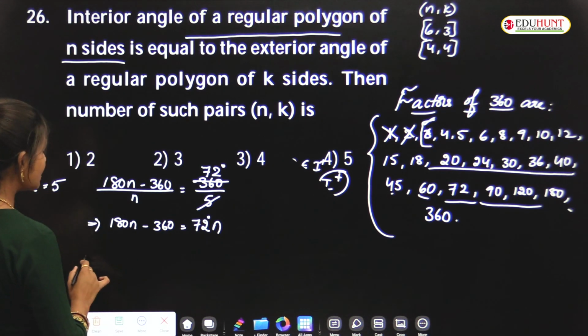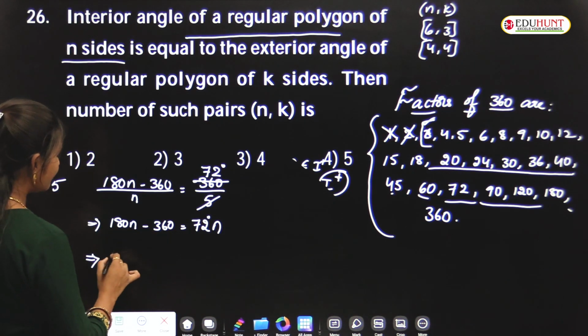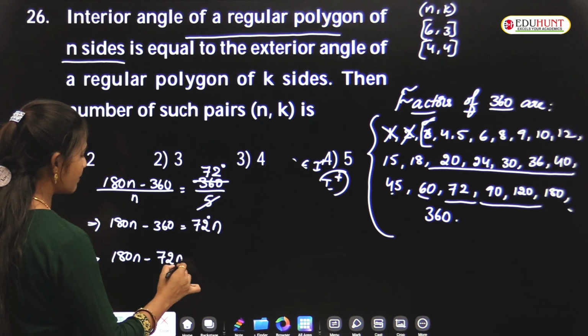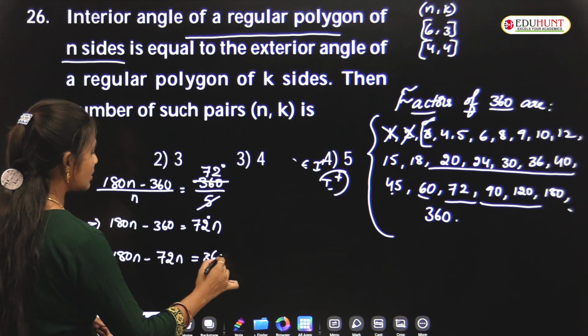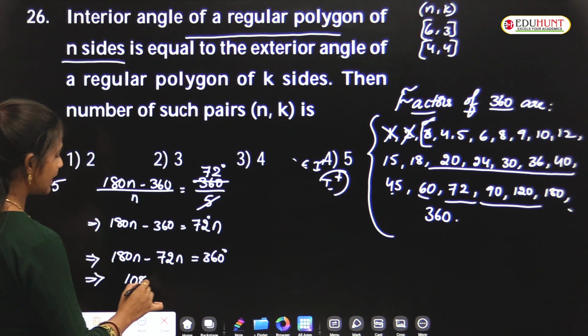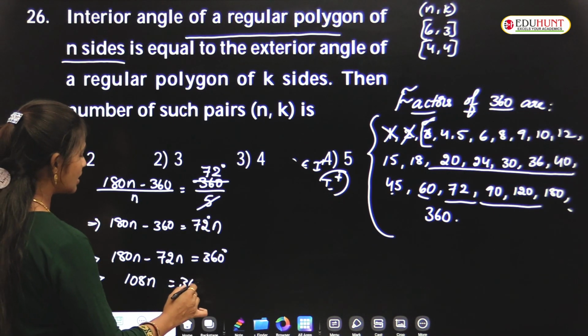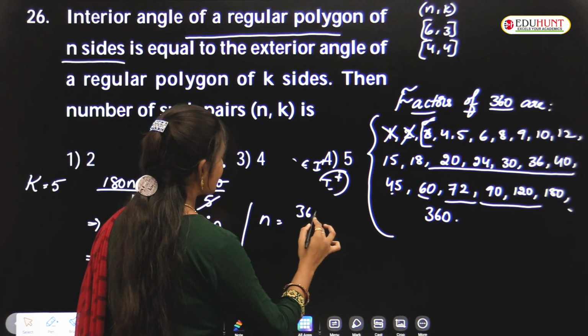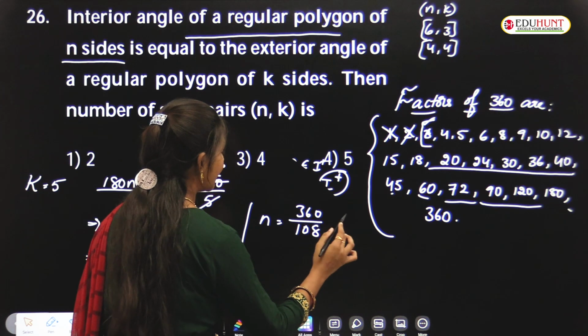Okay, so from this one, 180n plus 72n becomes minus 72n, which is equals to 360 degrees. So this is equals to 108n is equals to 360. So from this one, n is equals to 360 by 108.